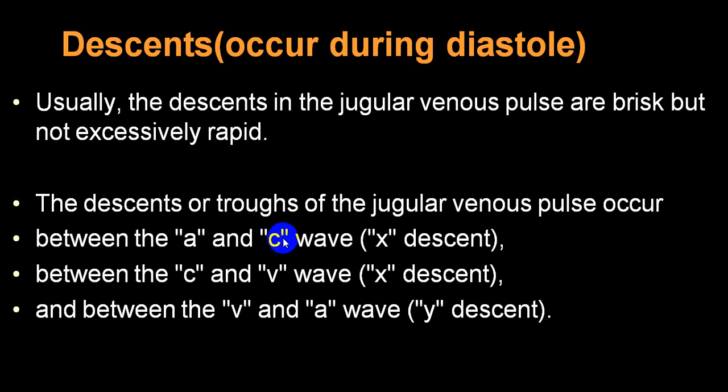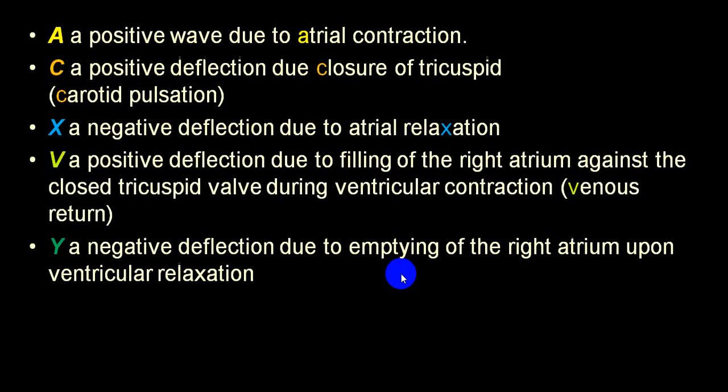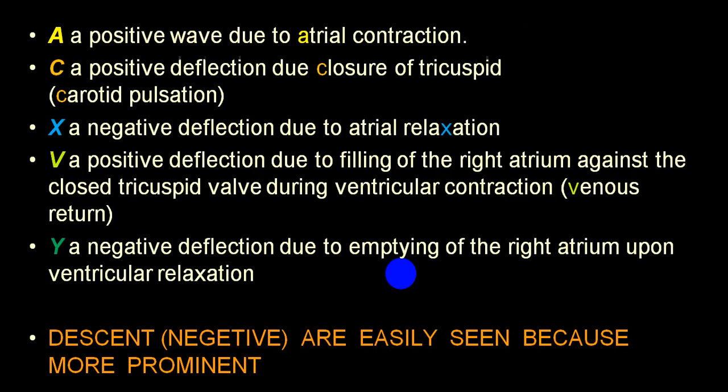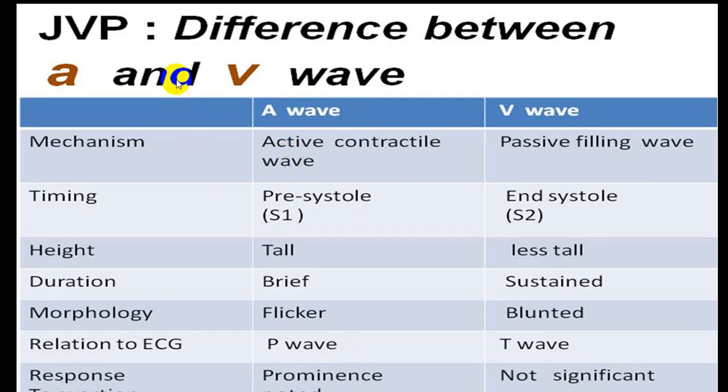So A and C waves are positive waves, while X and Y descents are the negative waves, or what we call descents. The A wave will be followed by the X descent and the V wave will be followed by the Y descent. I have already explained this. Negative descents are better seen than ascents. So this is a summary.